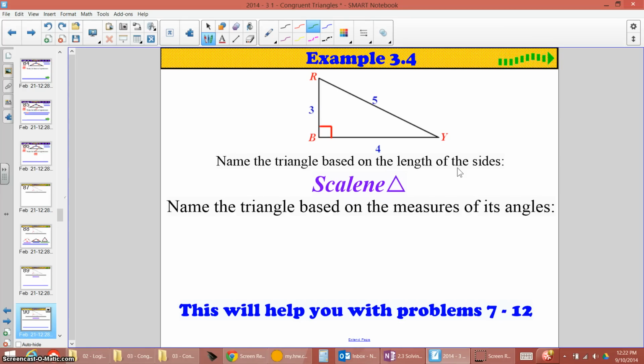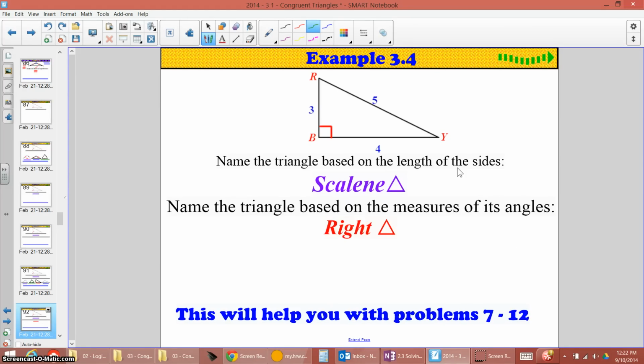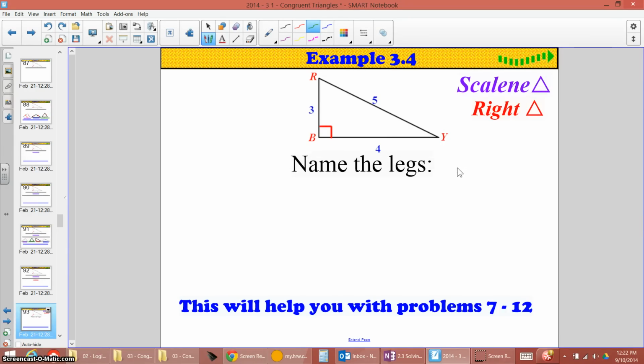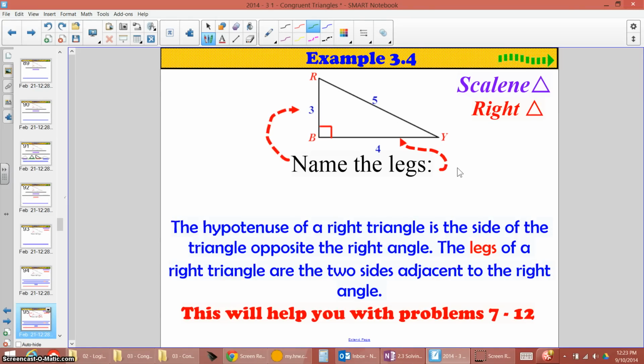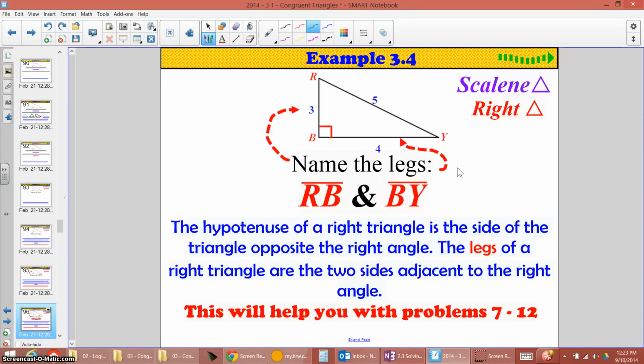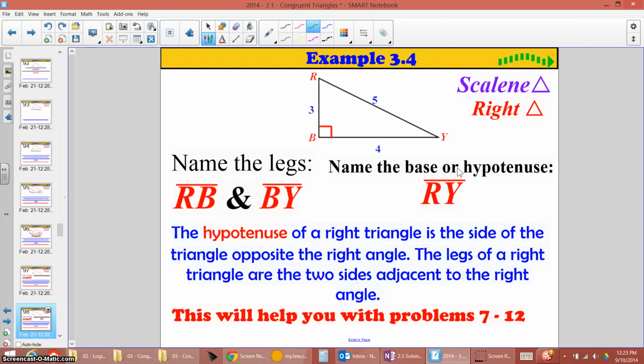All right, now if we measure it based on the angles, I see it has one right angle, so I call it a right triangle. So this triangle is literally called a right scalene triangle. Now we got to name the legs. The legs of a right triangle are the non-long sides. They're the short legs. Right there, 3 and 4. We say the legs are RB and BY. Now I want to ask you for the hypotenuse. Remember, that's the long side. The longest side there is 5, so it's RY.